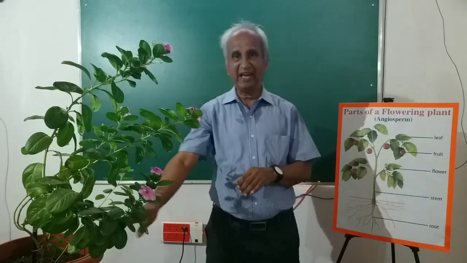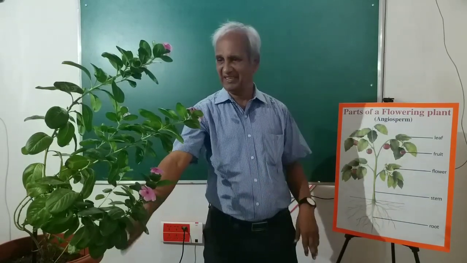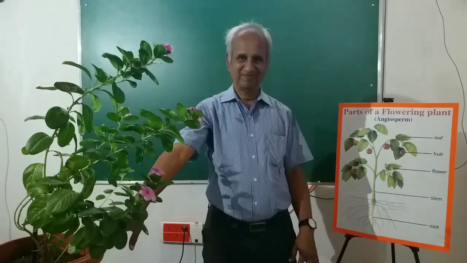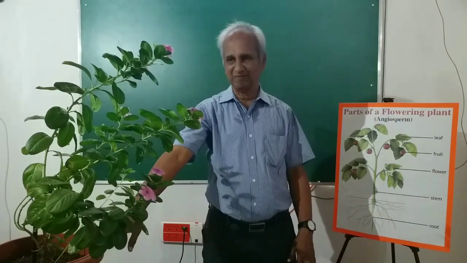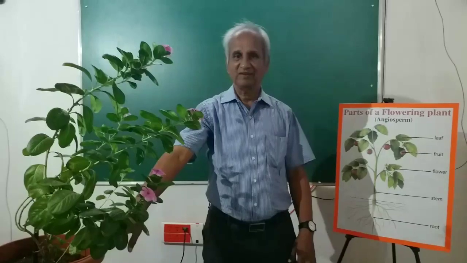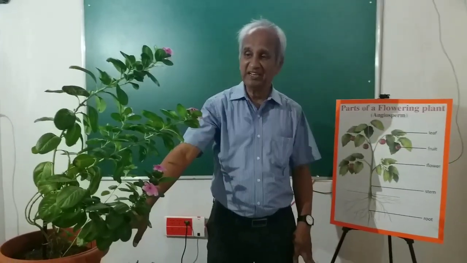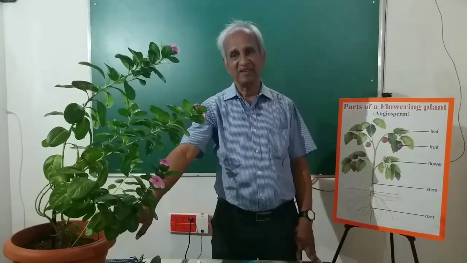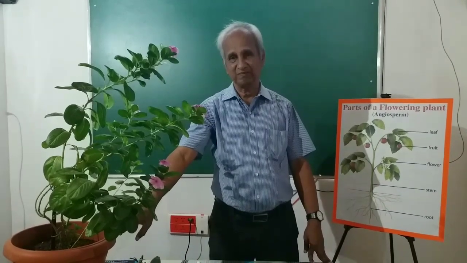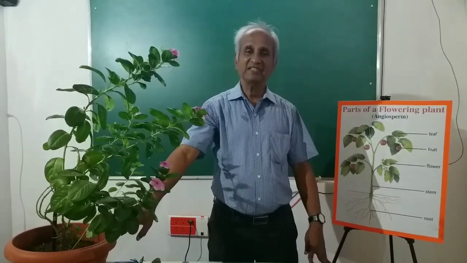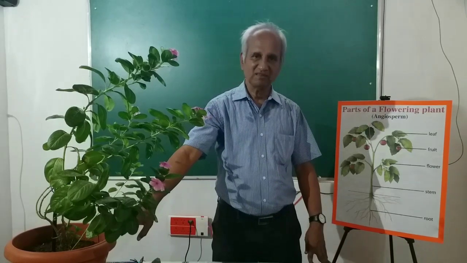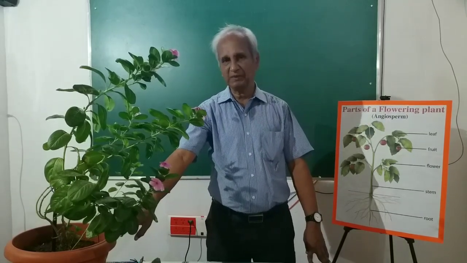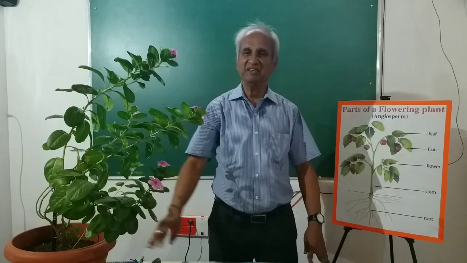There's a reason I have Vinca rosea here. This is a common plant. Most of you may have it in your garden. This plant is called Vinca rosea. It's a commercial plant. In regions of Rajasthan, Gujarat, certain parts of Madhya Pradesh, and Maharashtra, they grow it in acres together.